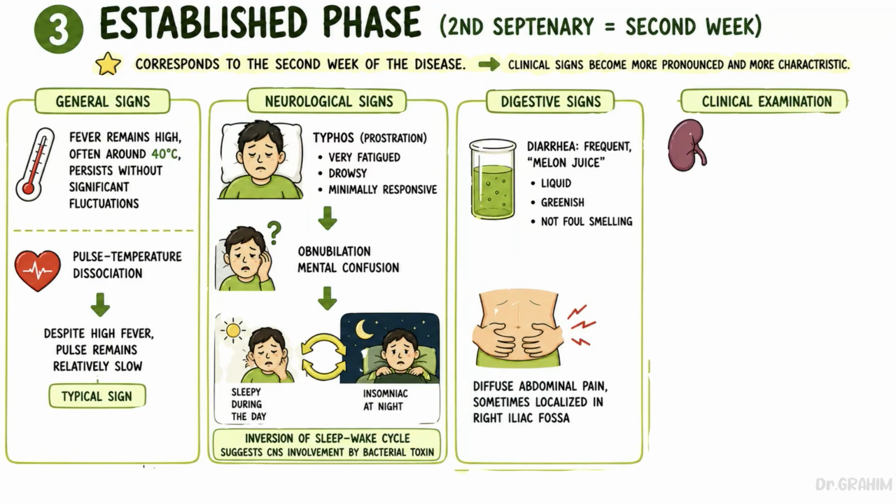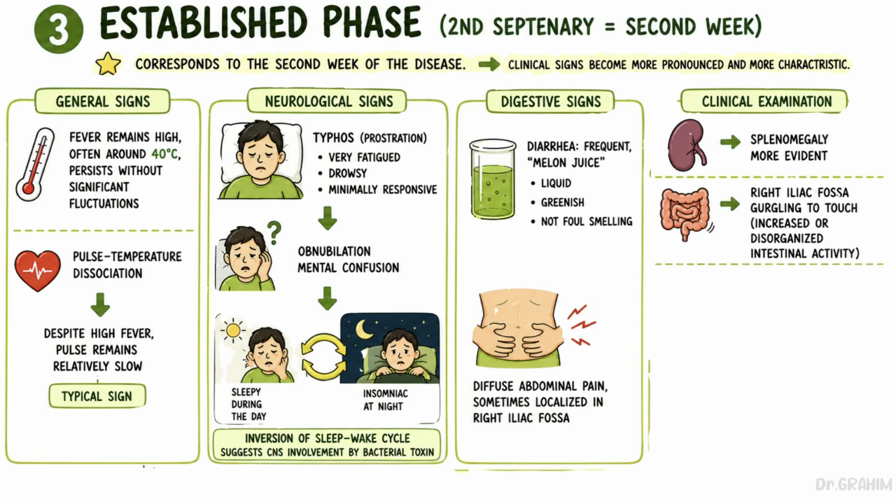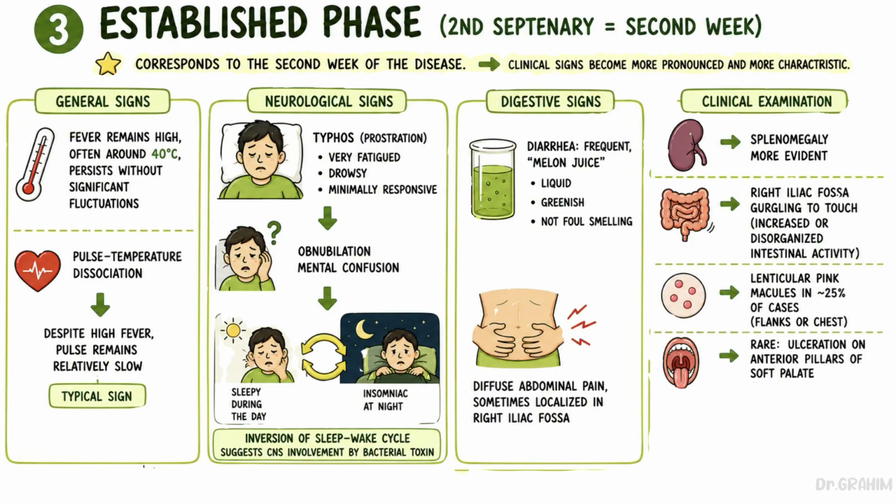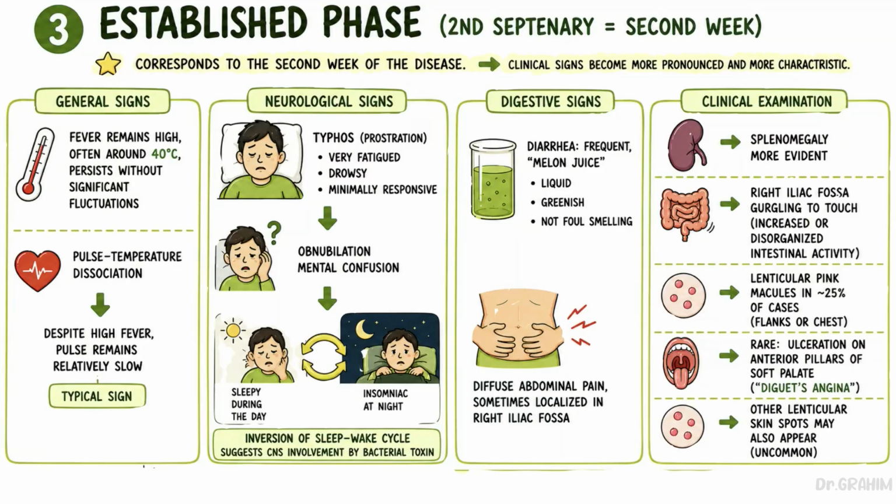On clinical examination, splenomegaly becomes more evident on palpation. The right iliac fossa remains gurgling to touch, reflecting increased or disorganized intestinal activity, and in approximately 25% of cases, lenticular pink macules, small rounded pink spots resembling lentils, may appear on the flanks or chest. These are characteristic skin lesions, but are not always present. More rarely, an ulceration may be observed on the interior pillars of the soft palate, a sign known as Duguet's angina. Although uncommon, this sign can strengthen clinical suspicion when present. Other lenticular skin spots may also appear, though they are infrequent.